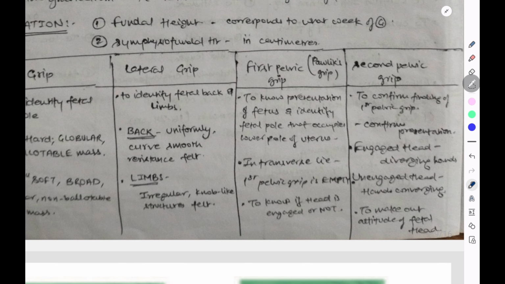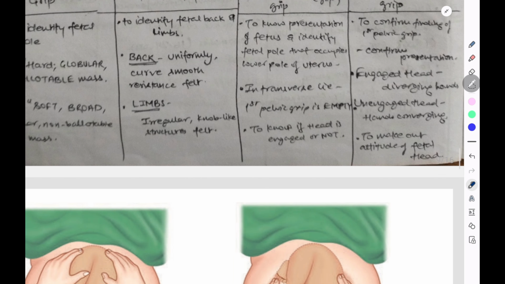Then third, we have first pelvic grip. So the first is fundal grip, second is lateral grip, and then we have first pelvic grip, also known as pollex grip. Here we need to know the presentation of fetus and identify the fetal pole that occupies the lower pole of the uterus, very important. So which part of the fetus is occupying the lower pole of the uterus, we'll see in the first pelvic grip. In transverse lie, the first pelvic grip is empty. This will also tell if the head is engaged or not.